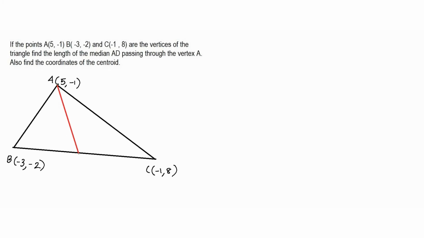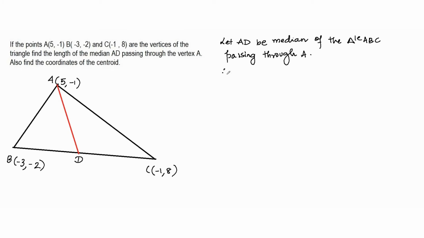So let AD be the median. AD is therefore the median and D is therefore the midpoint. Let AD be the median of the triangle ABC passing through A. And therefore I can say that D is the midpoint of the side BC, and therefore using the midpoint formula I can find the coordinates of D.